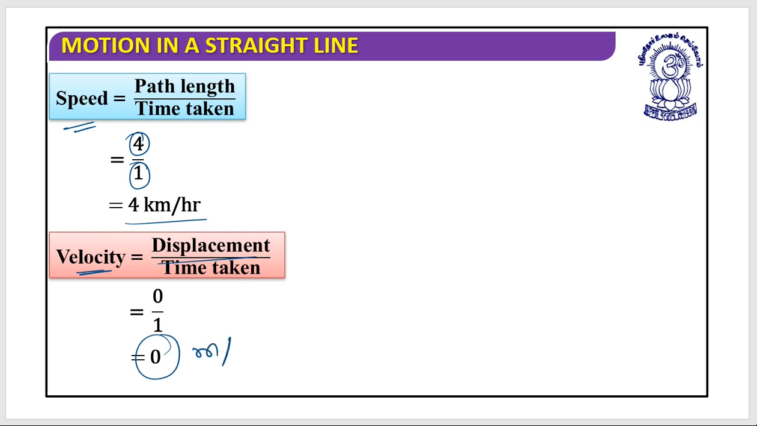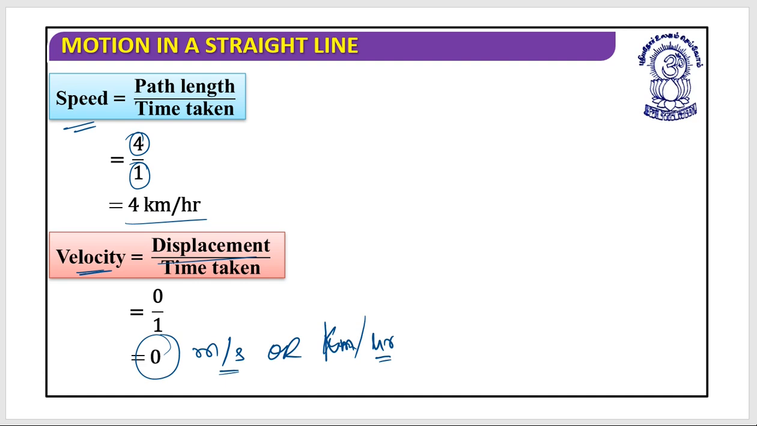You must write units, either meter per second or kilometer per hour. So speed is 4 kilometers per hour, while the velocity is 0 kilometers per hour or 0 meters per second, you can say it. Are you clear with this?